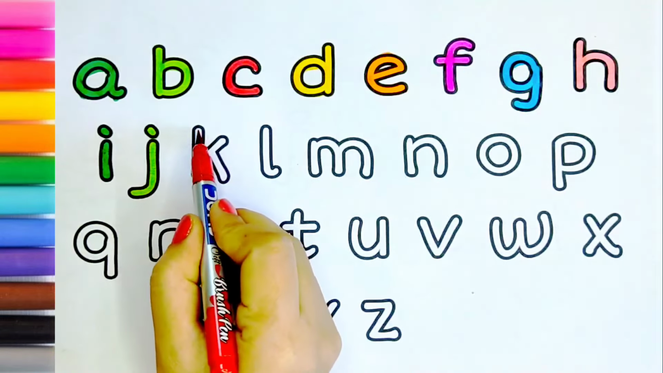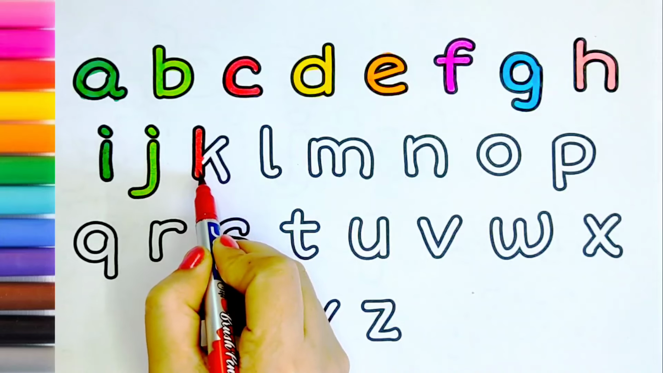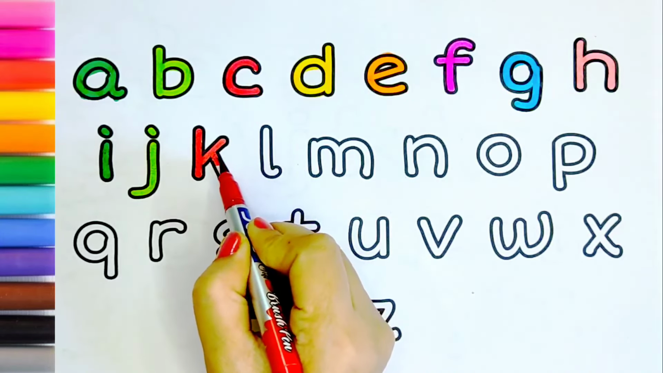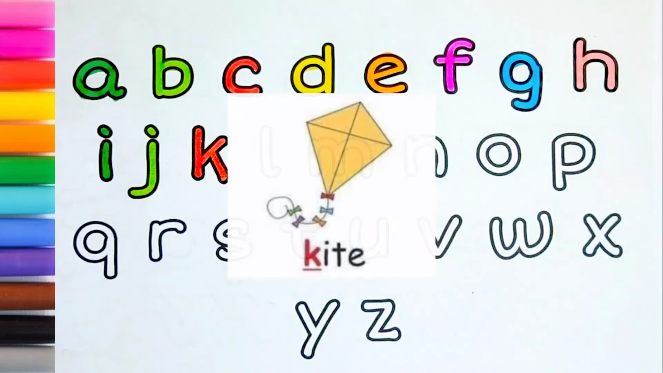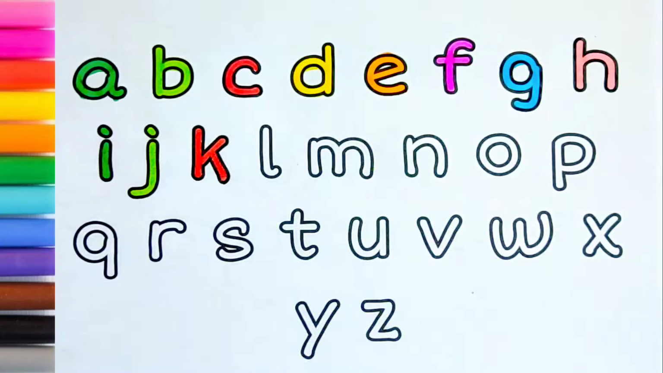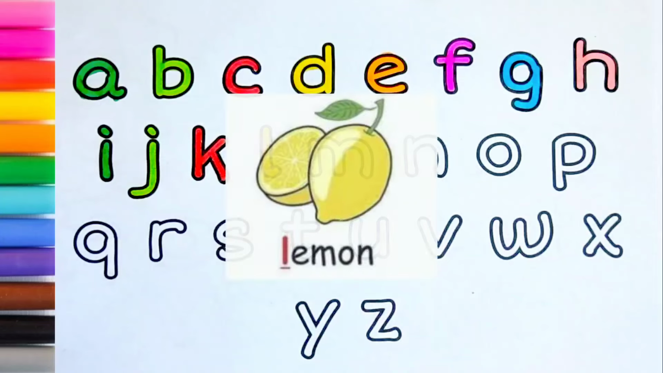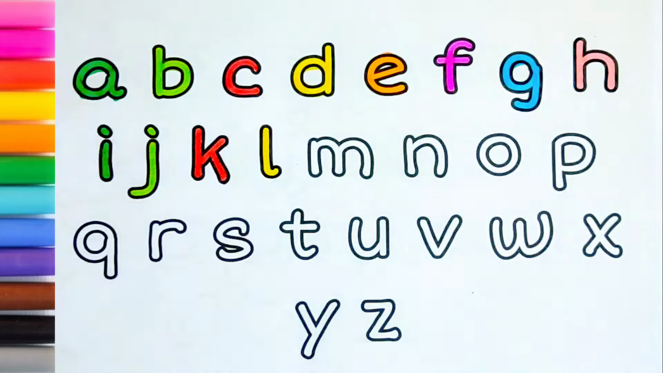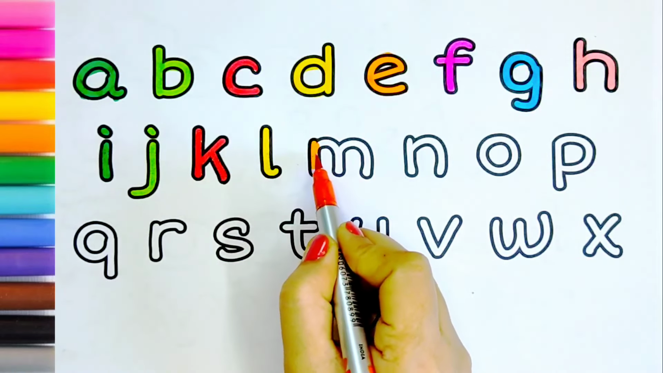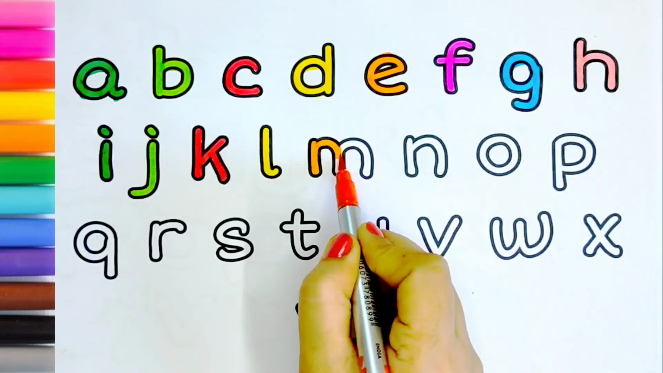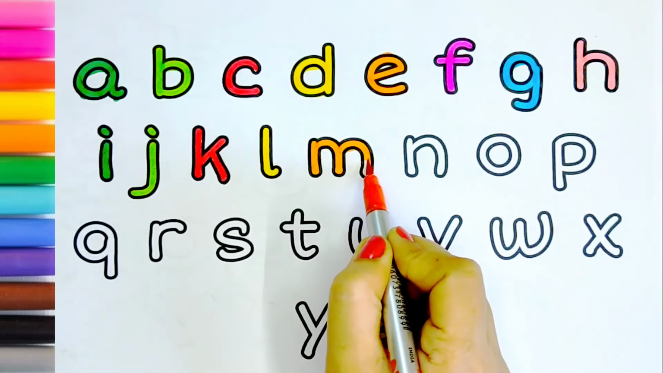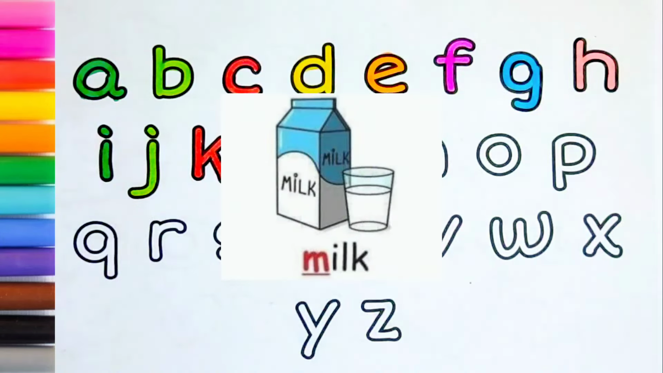Red color. K. K for kite. Yellow color. L. L for lemon. Orange color. M. M for milk.